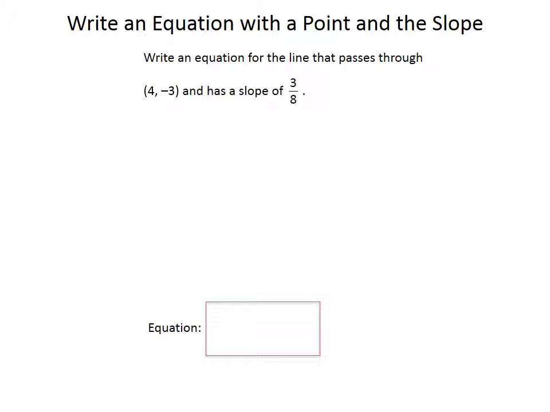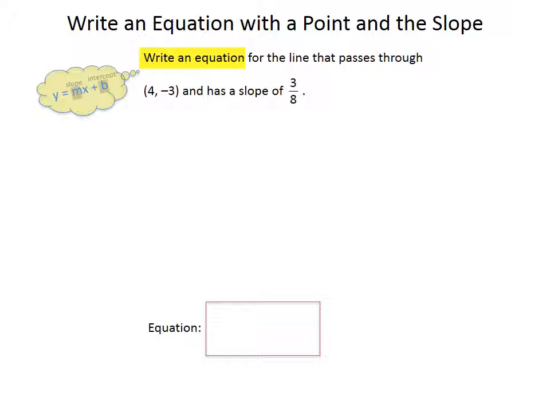In this example, we're going to write the equation for the line that passes through the coordinate pair 4, -3, and has a slope of 3/8. So the first thing we're going to take note of is the question's asking us to write an equation. And when you're writing an equation, that means we need to write something in the form y equals mx plus b. The two numbers that we need for this equation are the slope and the intercept. So we've got to figure out what the m and the b are.